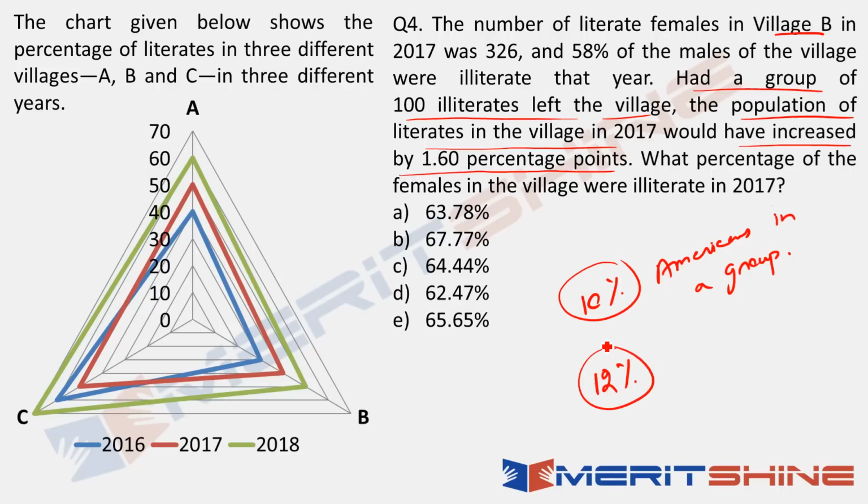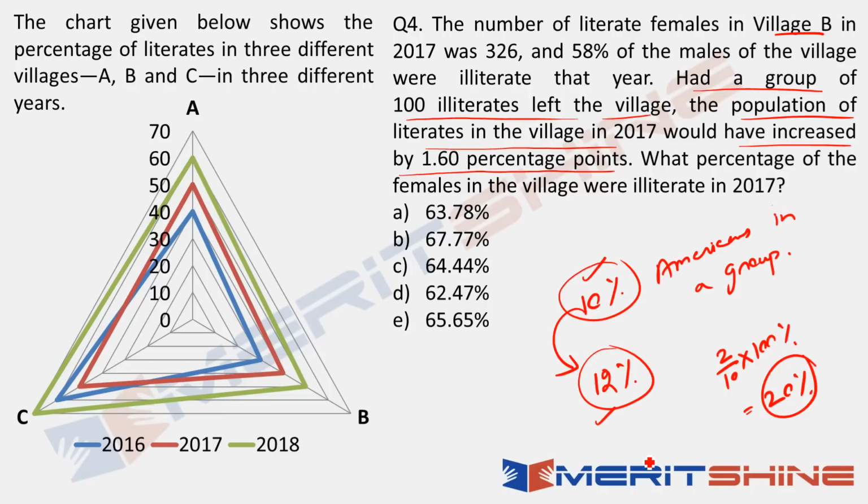So percentage change in percentage would be 2 over 10. Getting it? 2 over 10. What is this 2? 12 minus 10 is 2. So 2 over 10, this is how you will calculate it, which is 20%. So you'll say that the percentage representation of Americans has increased by 20%. So it was 10% earlier, now it's 12%.